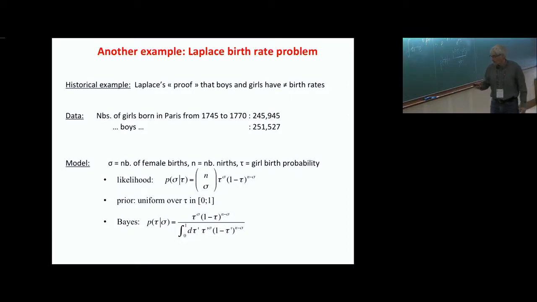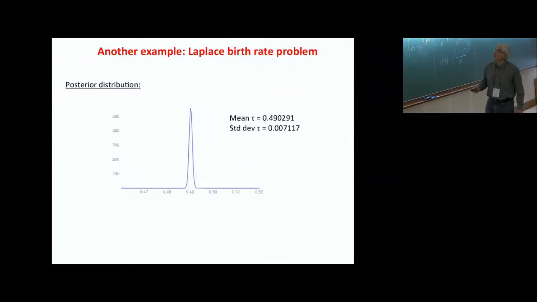Okay, so I can plot this quantity here. And here I have plotted with Mathematica. So that's the posterior distribution. You see, the x interval is running from 0.47 to 0.52 because actually the distribution is extremely flat and close to zero everywhere except very close to 0.49.